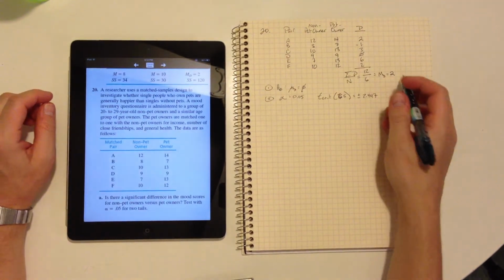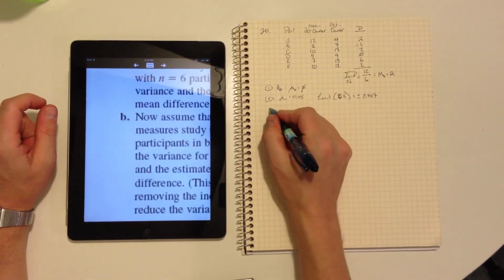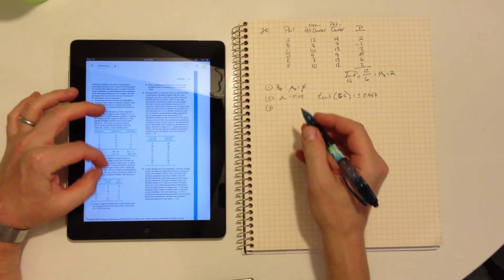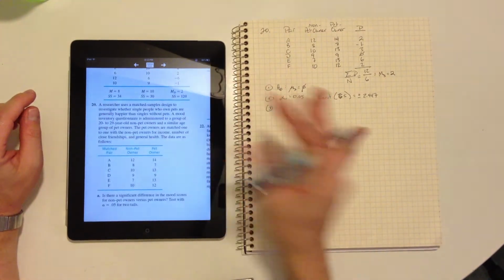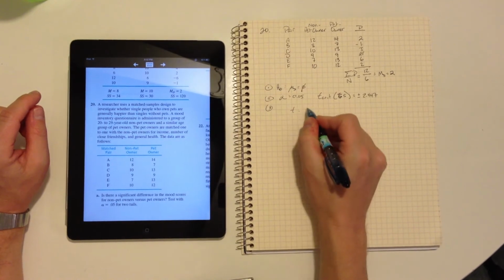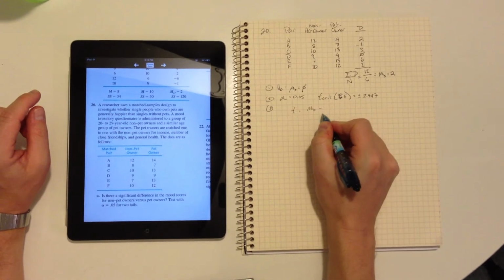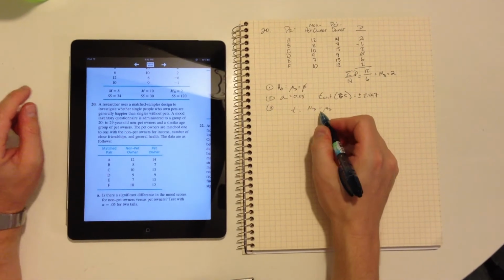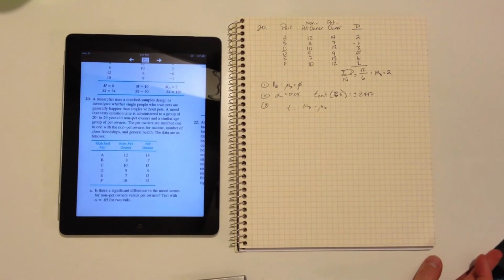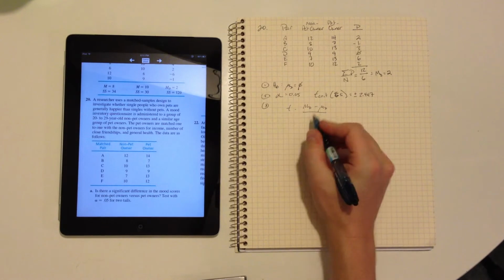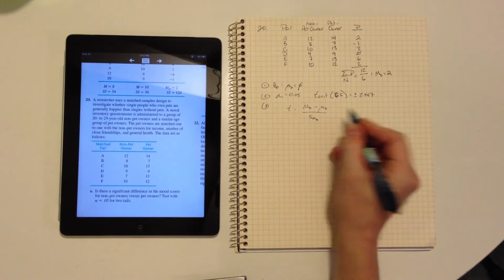There we go. Back to the problem. Now, we need to calculate t. T, for the related samples t-test, is pretty simple. It's the mean difference score minus our hypothesized population mean difference score, divided by the estimated standard error of the mean difference score.